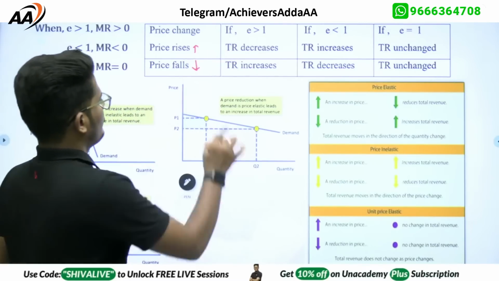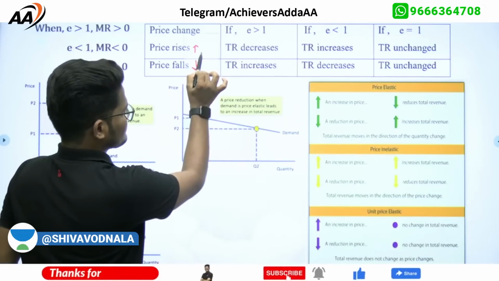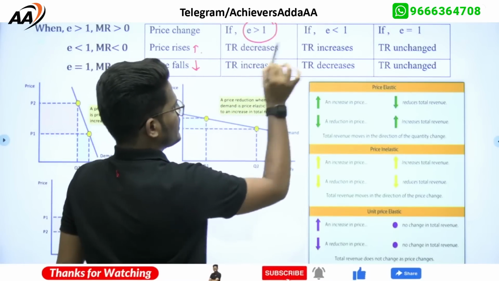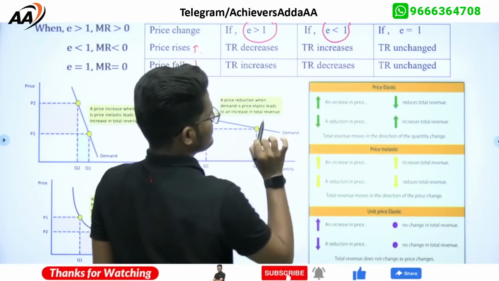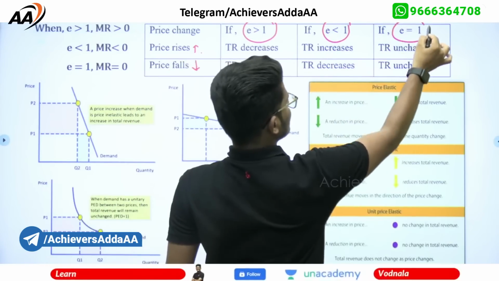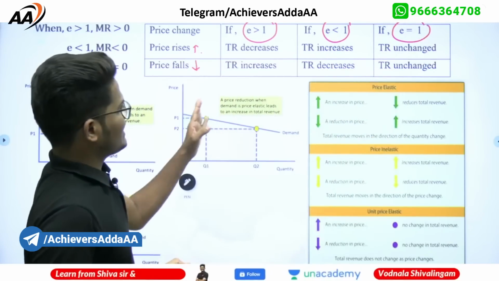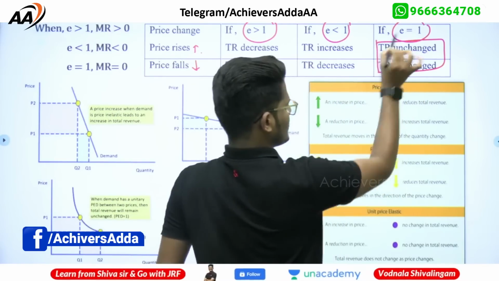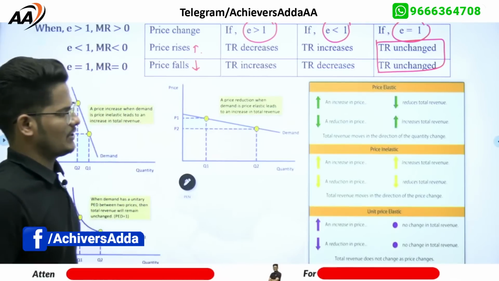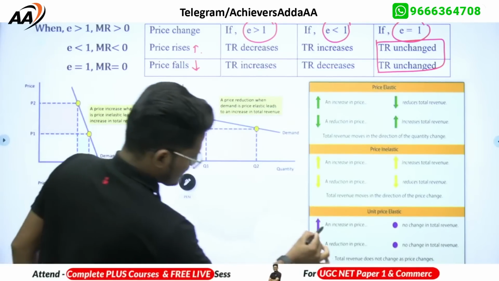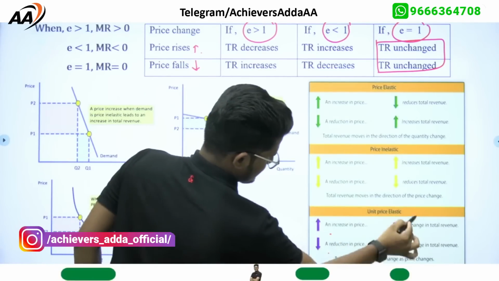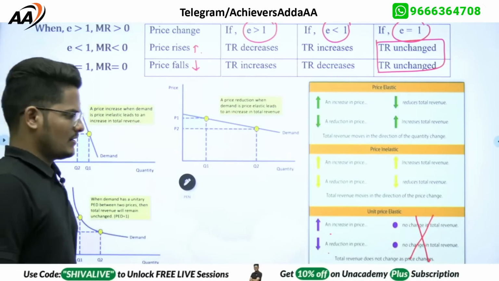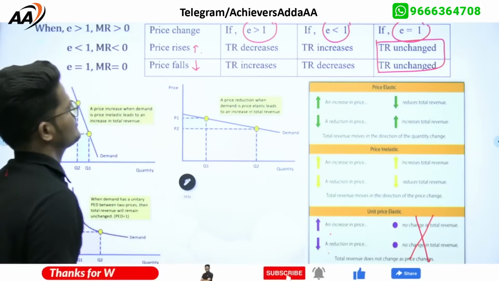Whenever price rises, in the case of an elastic situation, an inelastic situation, and an equal situation. It is very clear: when elasticity is equal to 1, there is no change. Unitary price elastic: increase in price or reduction in price, no change in the total revenue, because total revenue does not change as the price changes.